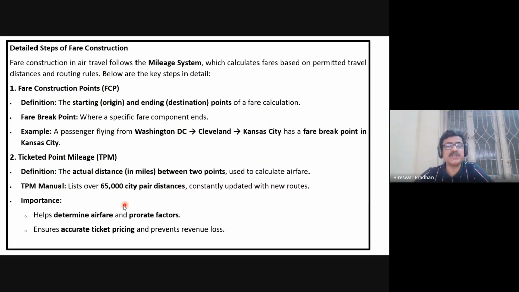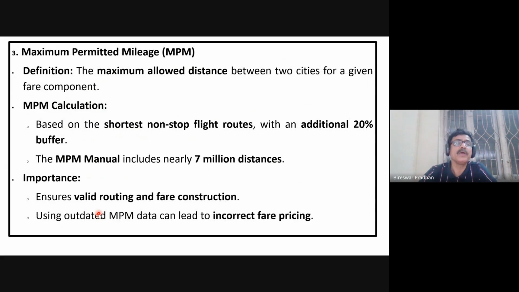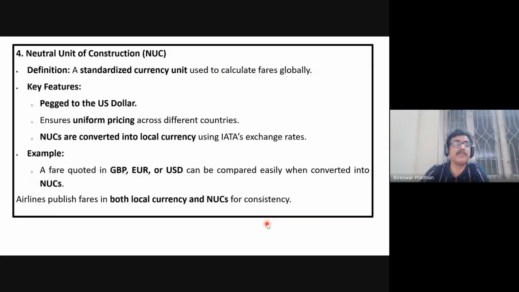Consistently they are using the point-pair distance for this. Maximum permitted mileage, MPM, is the maximum allowed distance between two cities for a given fare component, based on the shortest non-stop mileage with an additional 20% buffer. The MPM manual includes nearly 7 million distances. Important, it ensures valid routing and fare construction. Using outdated MPM data can lead to an incorrect fare. So these are the points to be remembered.